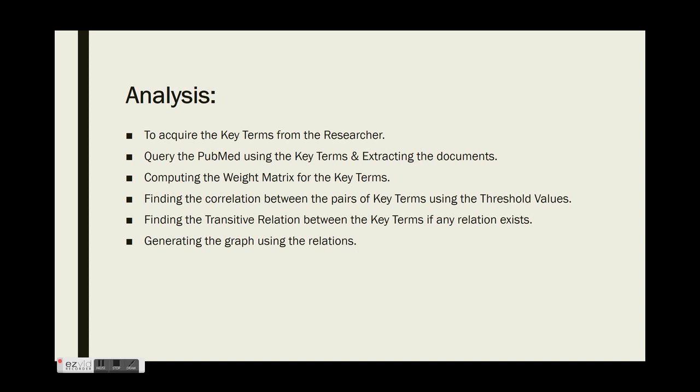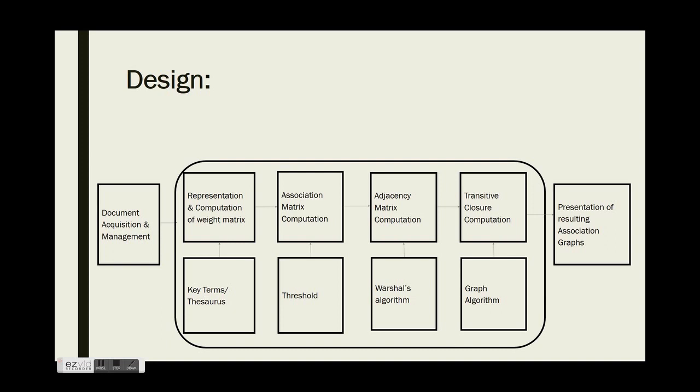So the first part is analysis. To do the analysis, we need to acquire the key terms from the researcher and then use the key terms to query the PubMed and extract all the documents. Then we need to compute the weight matrix for those key terms, and then we find the correlation between the key terms by setting a threshold value. Then transitive relation between the key terms is found out if it exists or not. Finally, we generate the graph using this relation.